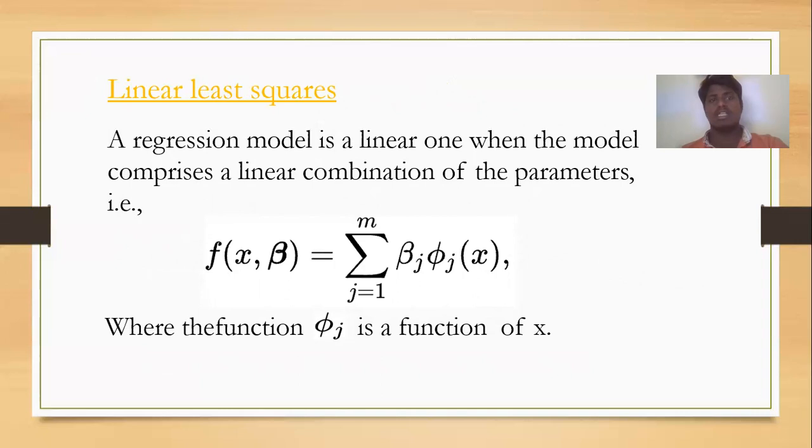Next, linear least squares. A regression model is a linear one when the model comprises a linear combination of the parameters. That is, f of x comma beta equal to summation j equal to 1 to m of beta j times phi j of x. We can see the formula of the linear least squares parameters, and with this we can solve the linear regression model, where phi j is a function of x. In this formula, phi j is the function of the x variable.